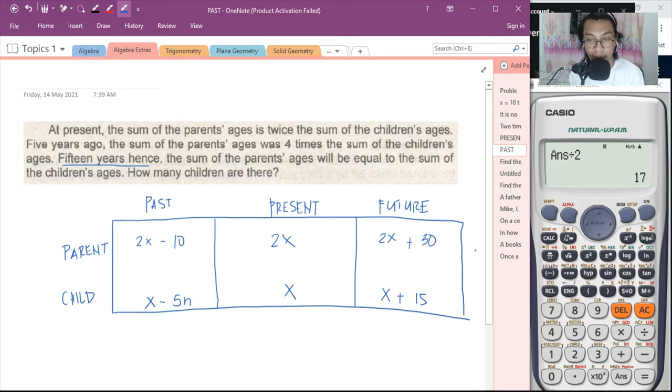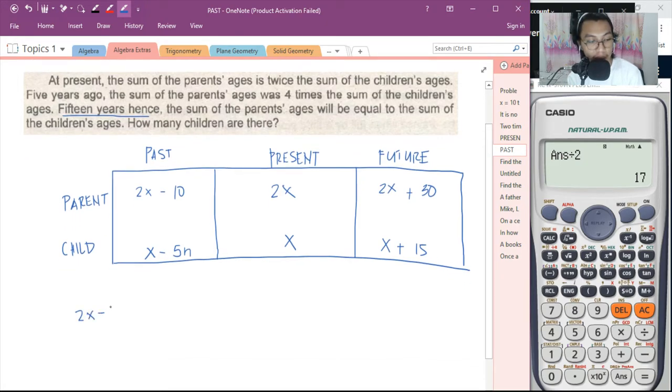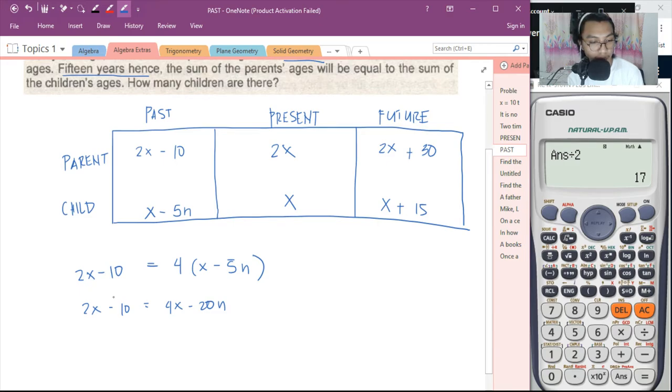So, this is 30. Pag samahin natin into one equation, so, 2x minus 10, that will be equal to 2x, 2x. X minus 5n, dito. Okay? 4 times the sum of the children's ages. Andito, 4 times the sum of the children's ages. Simplify natin to. So, 2x minus 10 equal to 4x minus 20n. Sumasamahin natin. So, 2x, 4x. Bale, 2x equal to 20n minus 10. This is equation 1.